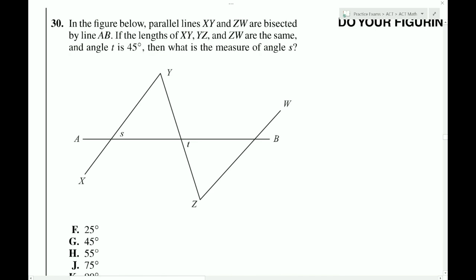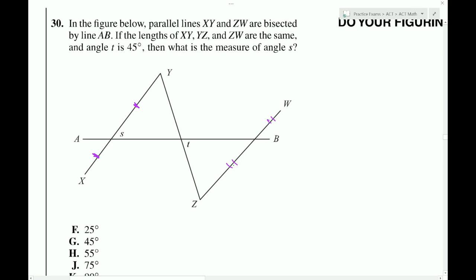Alright, in the figure below, parallel lines are bisected by line AB. So XY is bisected, which means these are equal pieces, even though it doesn't look that way. Same thing here, line YZ, line ZW is also bisected. So it breaks into 2 equal parts.